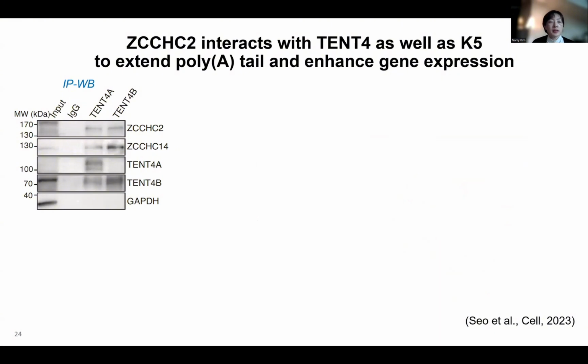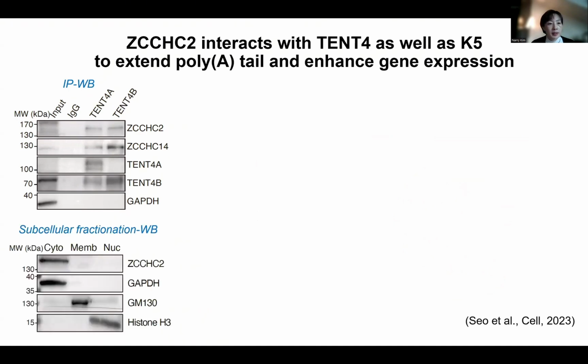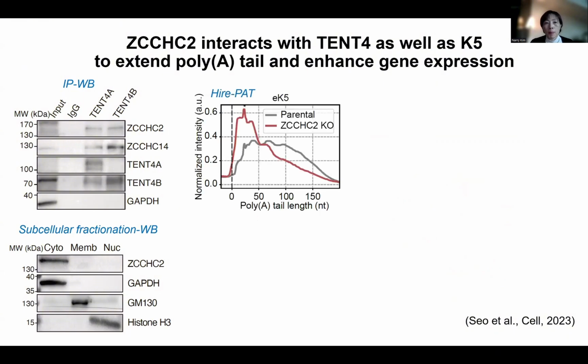This protein interacts with both TENT4A and TENT4B based on these IP Western experiments, and it seems to work in the cytoplasm, given its almost exclusive localization in the cytoplasm. By High-PAT, we learned that in the knockout cells, EK5 now has a much shorter length, indicating that this ZCCHC2 is critical for the poly-A tail extension.